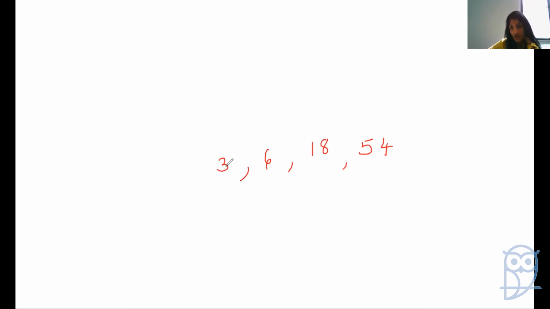So the answer is 2, because 2 times 3 is 6, 6 times 3 is 18, and 18 times 3 is 54. So the first term of the sequence is 2. Okay, so let's move along to a different question.